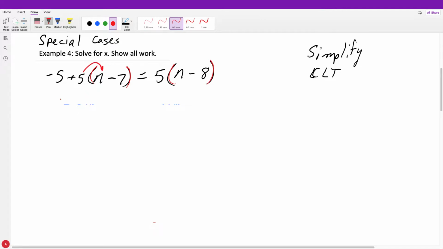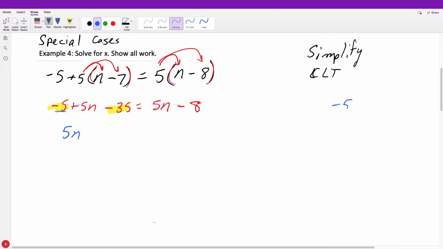5 times n is going to give me 5n. So now I have minus 5 plus 5n. And 5 times negative 7 is negative 35. Then I'm going to distribute this 5n. Well, 5 times n is also 5n. And 5 times negative 8 is minus 8. So I simplify by multiplying. Now I'm going to look, are there any like terms I can combine? Well, yes, on this side, I have two constants, so I'm going to combine those. So now I'm left with 5n. Well, negative 5 minus 35 is equal to negative 40. So I have 5n minus 40 is equal to 5n. Whoops, I'm sorry, I did this multiplying wrong. So 5 times negative 8 is negative 40. So now I have 5n minus 40.